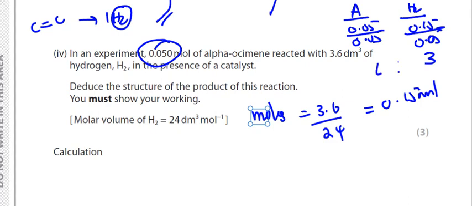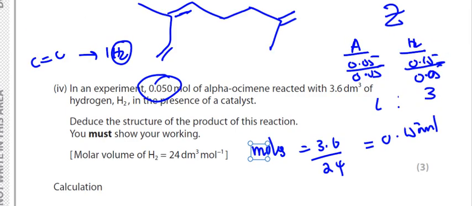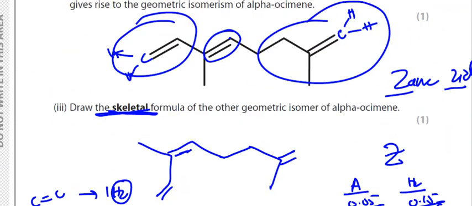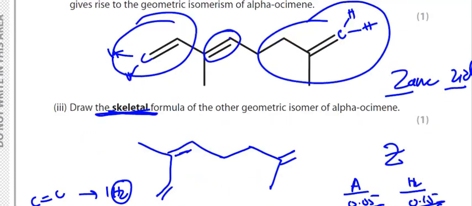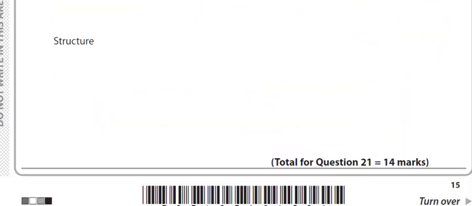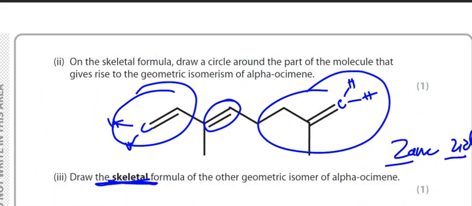So that means 1 mole of this molecule alpha-ocimene needs 3 moles of hydrogen. That means 3 carbon-carbon double bonds have been hydrogenated, right? So how many double bonds are there? There are already 3 double bonds here, so all 3 are hydrogenated. All 3 get hydrogen. I'm going to draw the structure on this itself.